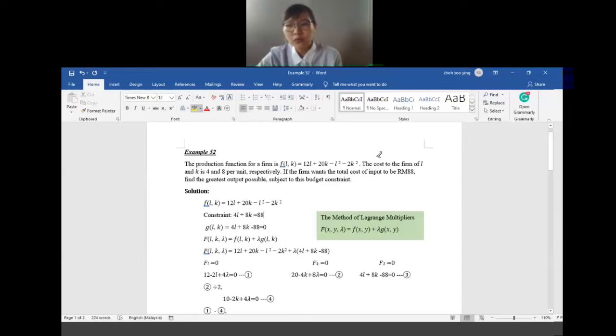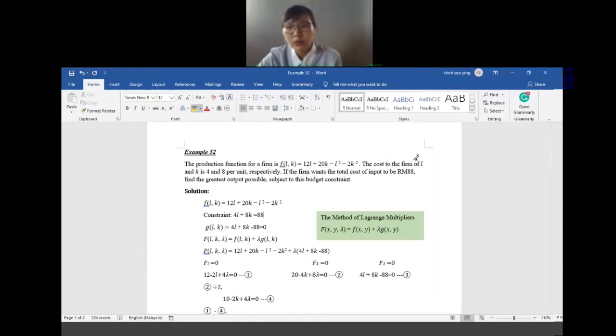The cost to the firm of L and K is 4 and 8 per unit, respectively. If the firm wants the total cost of input to be 88, find the greatest output possible subject to these budget constraints.